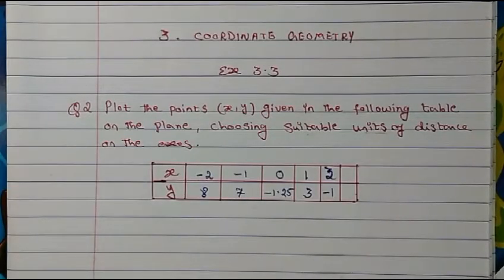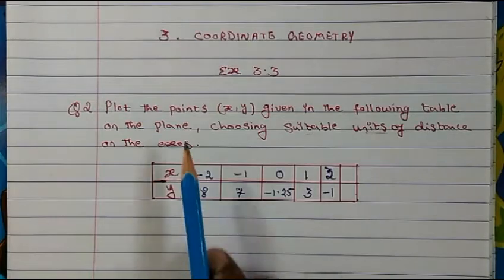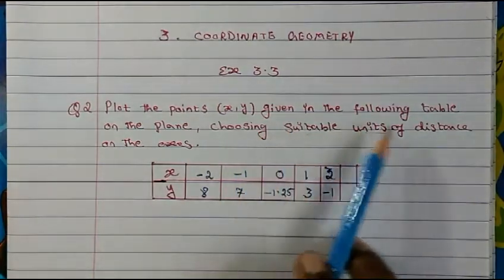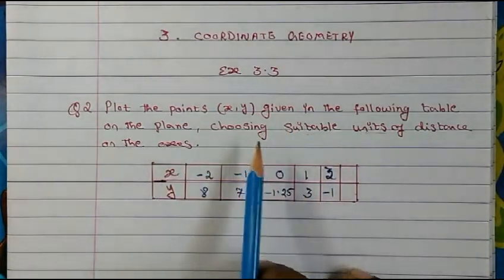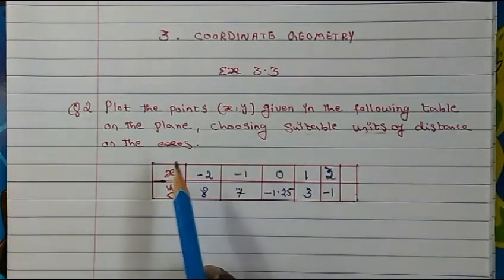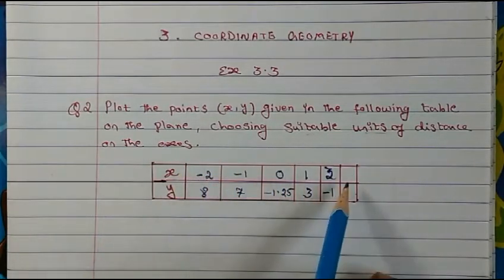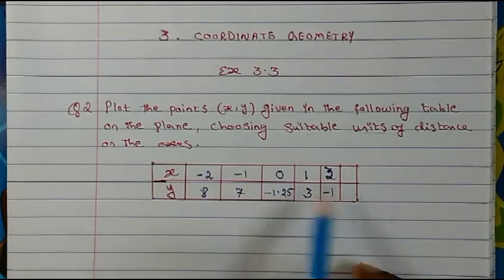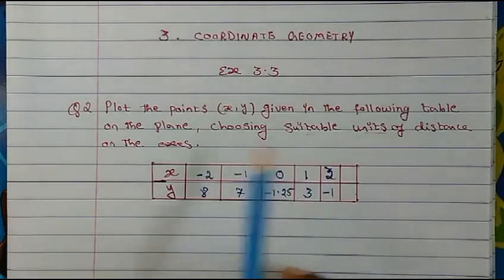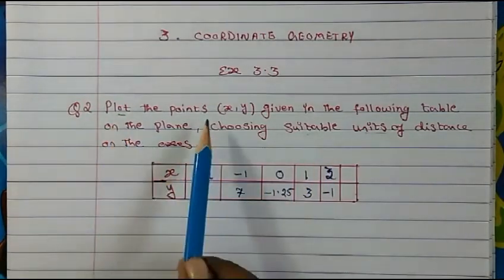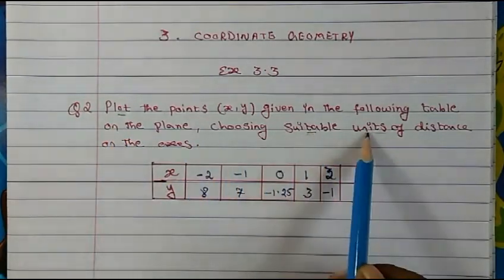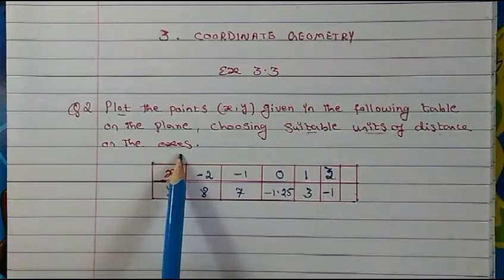Today we are going to study from class 9, chapter 3, coordinate geometry, exercise 3.3, question 2. Plot the points x, y given in the following table on the plane, choosing suitable units of distance on the axis. So here it is given to us the coordinates of x and coordinates of y. In other words, the values of x and the values of y are given to us. We have to plot these points, taking suitable units of distance on the axis.